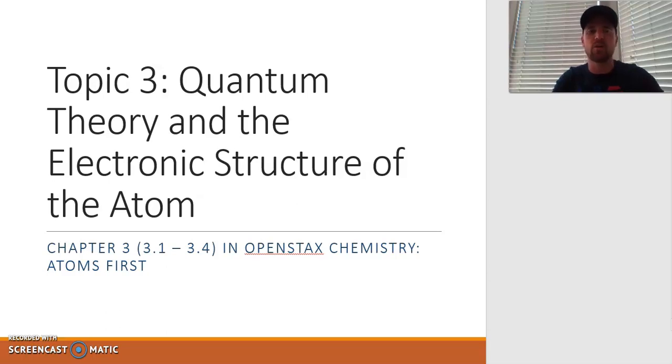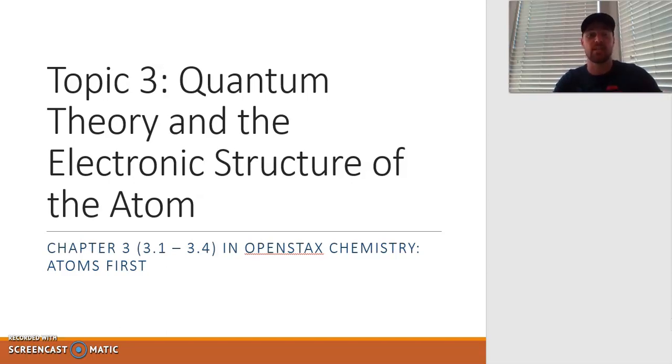Hello everyone, and welcome to Topic 3, which is about quantum theory and the electronic structure of the atom. No big deal, right? In Topic 2, we looked at the atom, and we started to look at the history of the atom, and more importantly, diving into the subatomic particles of protons, neutrons, and electrons. By the end of Topic 2, we had somewhat of a vague idea of what the atom looked like, but to be honest, this was all new territory.